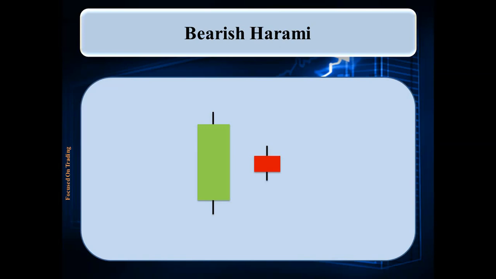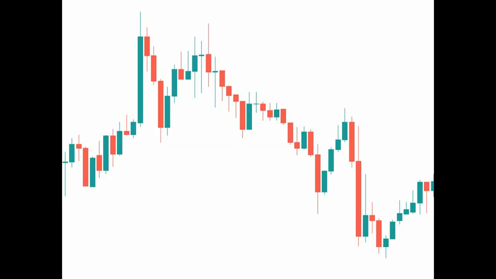Same as Bullish Harami, this pattern also involves two candles, a big bullish candle followed by a small candle being engulfed by the former candle's body. In this example, we can see how this pattern affects the price and pulls it to the downside.